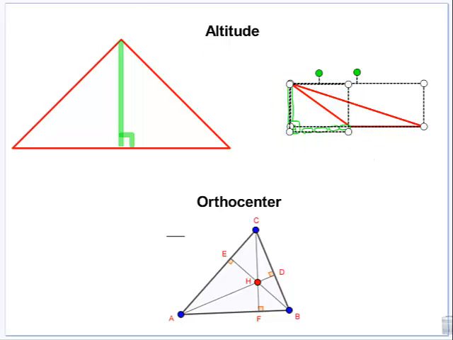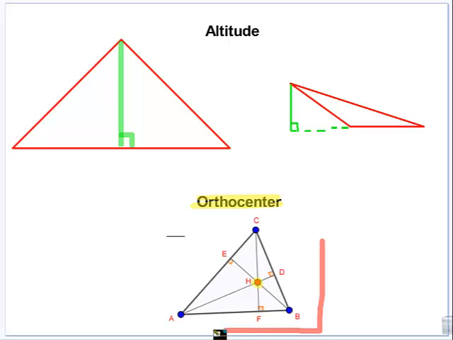Okay, so altitudes of a triangle are formed from the vertex to the side opposite. Sometimes we have to extend that side out, and it must form that 90-degree angle. And then when we see the word orthocenter, it just means the intersection point, here at point H, of the three altitudes of a triangle. So this diagram down here shows the three altitudes of the triangle being drawn out from each vertex, and their intersection point is called the orthocenter.